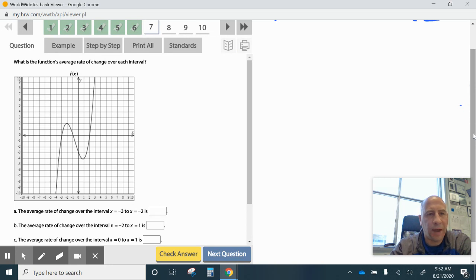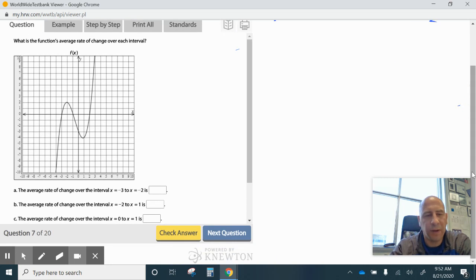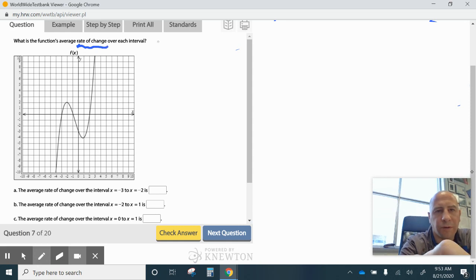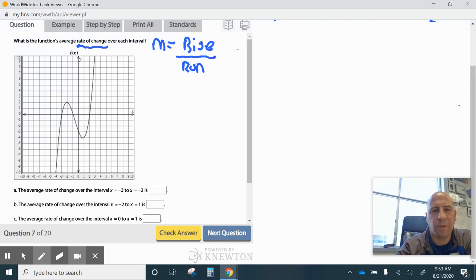All right, what is the function's average rate of change over the interval? Now you can also find rate of change, which is slope, using rise over run. So rate of change is m, which we know is slope, which is rise divided by run.